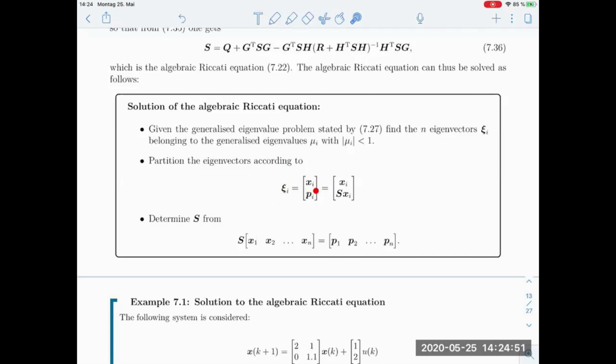We can split it in half and understand the first half as the xi component, the second one as the pi component, which we can write as s times xi. We can do that n many times for the different eigenvalues. So we get n many equations where we have x's and s times the corresponding x. We don't know S yet, but we have this product and we have this vector from our eigenvector surgery, if you want.